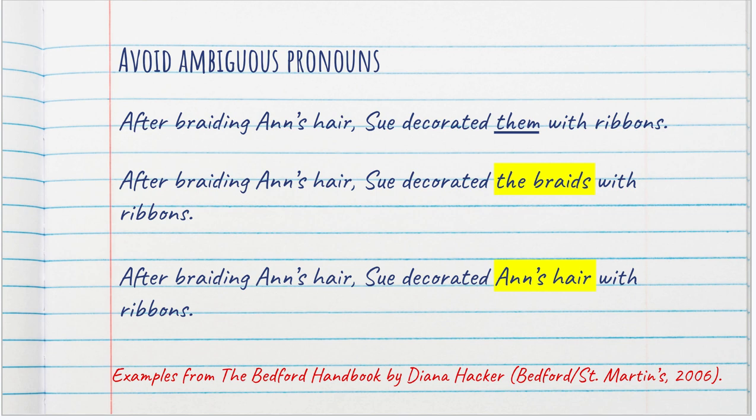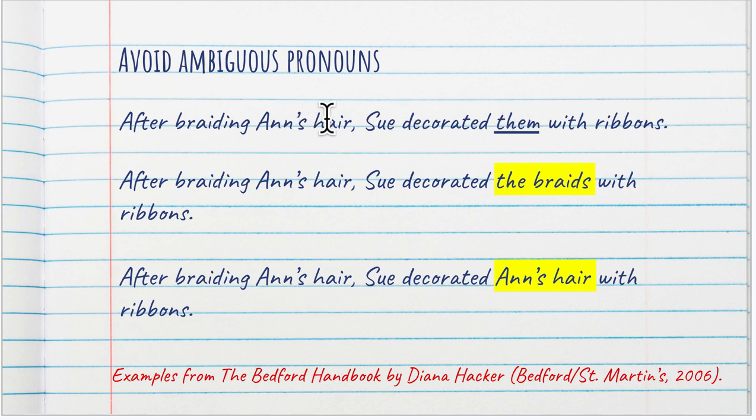This is the last example I have for you. "After braiding Anne's hair, Sue decorated them with ribbons." It sounds pretty clear, right? The antecedent is right there, but the "them" could refer to, is it the hair? Is it the braids? What exactly? It is somewhat ambiguous because it could be several things there.